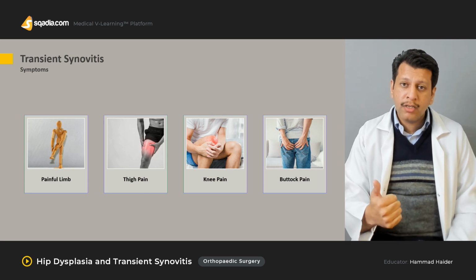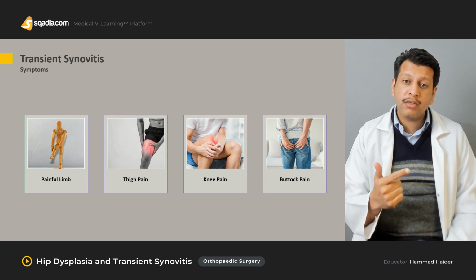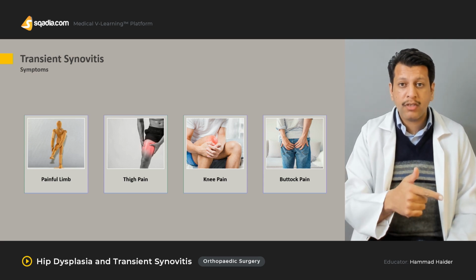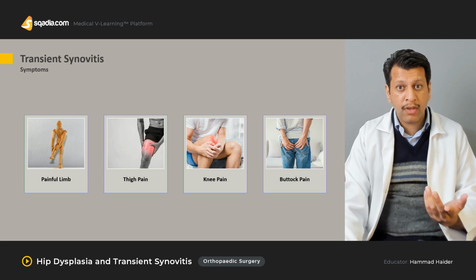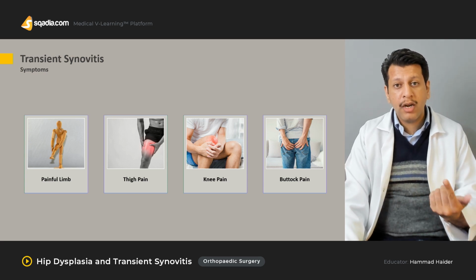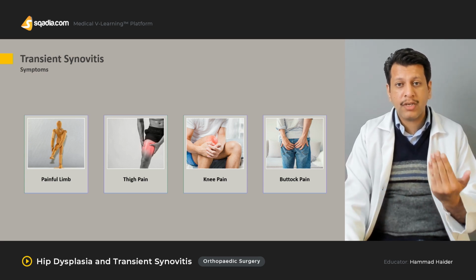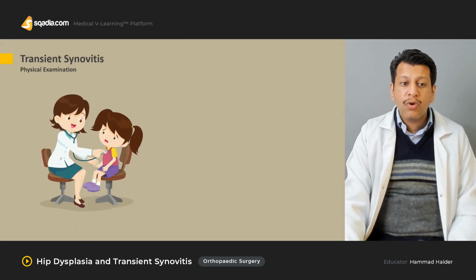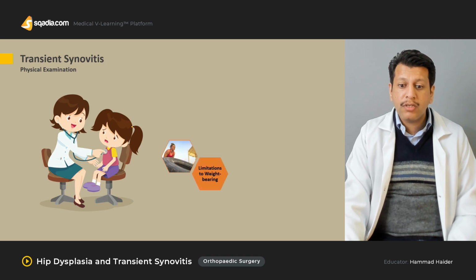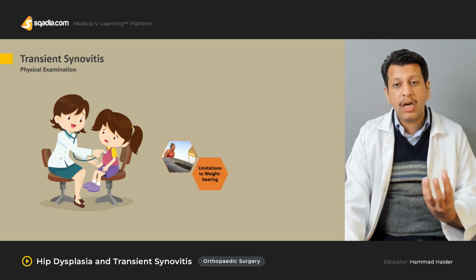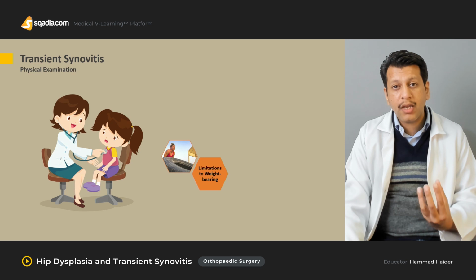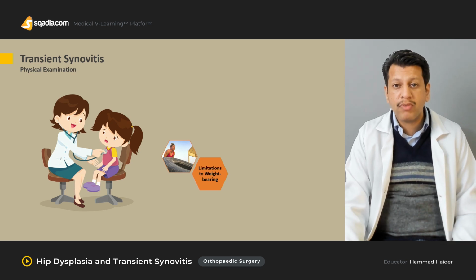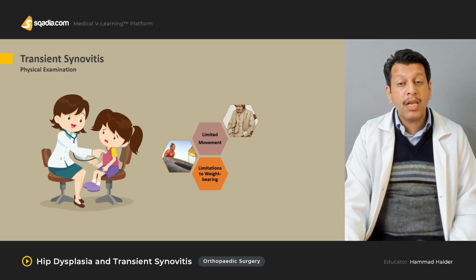The pain may be associated with swelling of the joint and decreased movement, which was in our case study as well, where the patient was having a limp. When we examined, the child had a problem with flexion and extension, and there was pain on passive movements as well. Once you do the physical exam, you see certain limitations of weight bearing. The child will be unable to bear weight and unable to walk without discomfort. There will be limited movement.